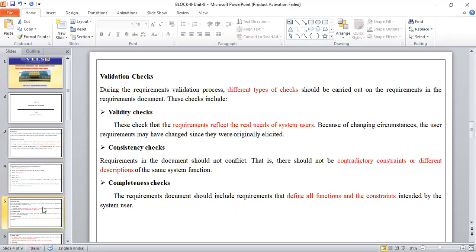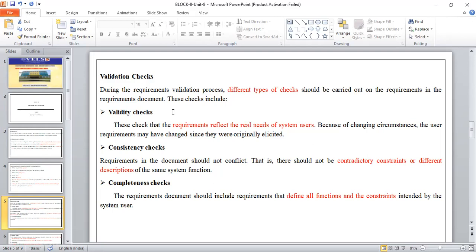Then, what are the validation checks available to check the requirement validation? During the requirement validation process, there are different types of checks to be carried out to validate the requirements present in the SRS document. What is SRS? Software requirement specification. In the SRS, we will be applying different types of checking processes to validate the requirements. And we are going to see them one by one.